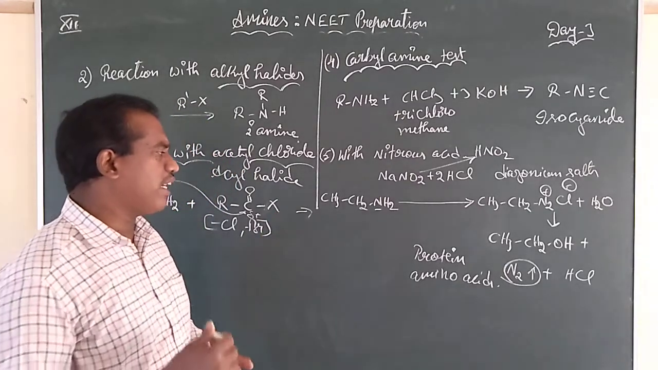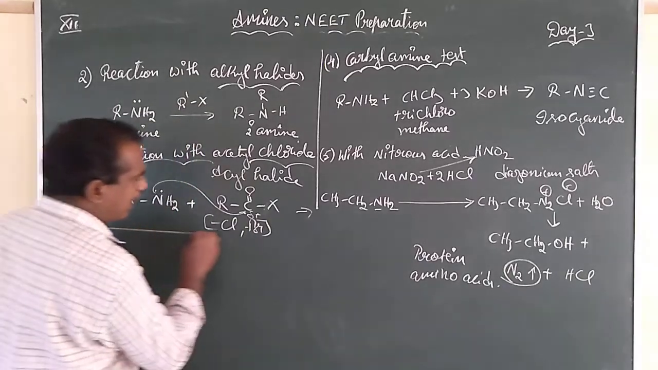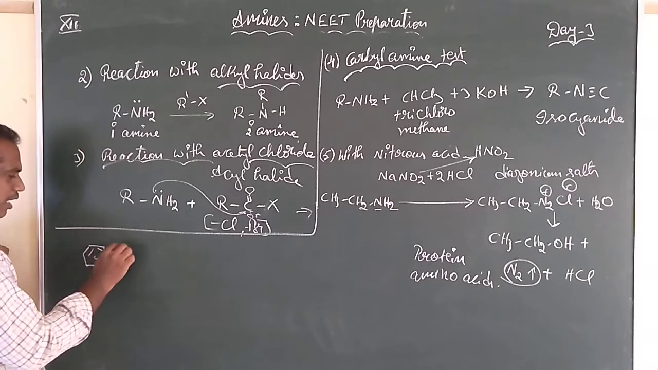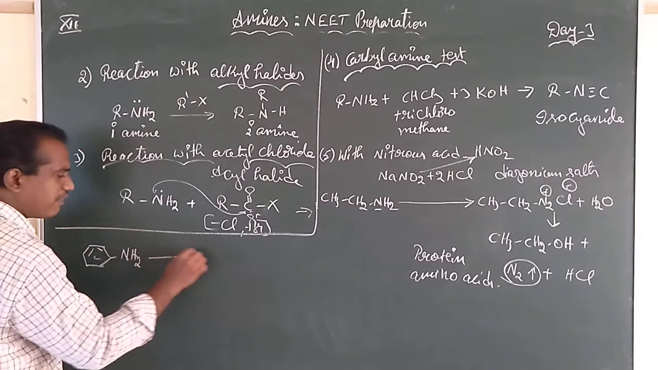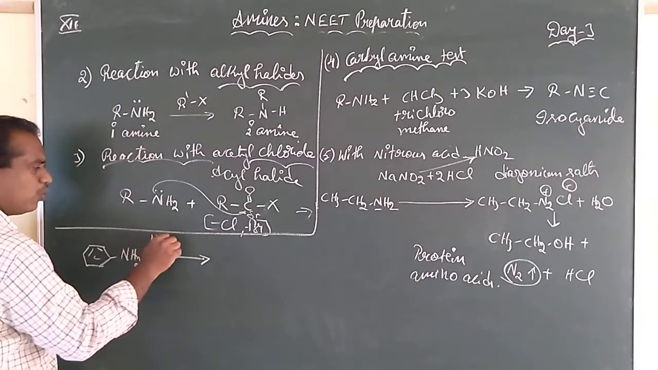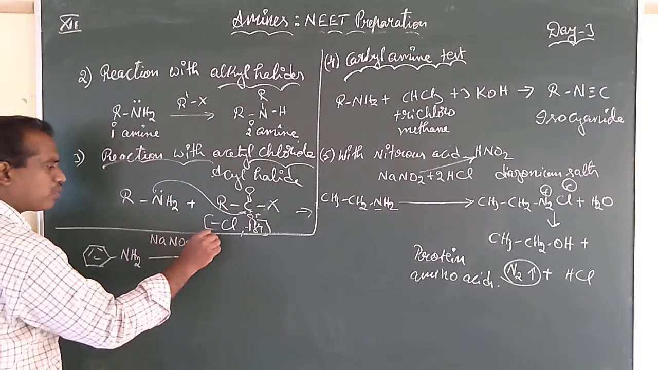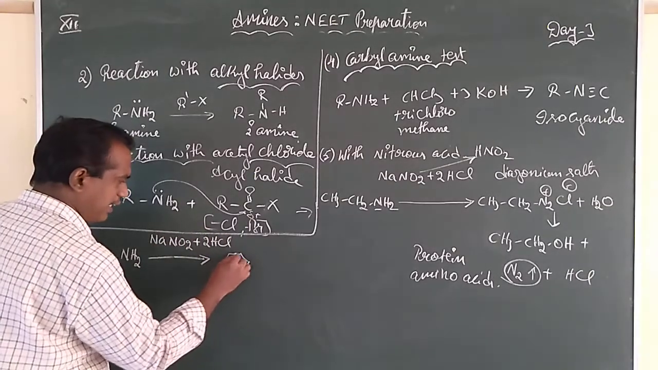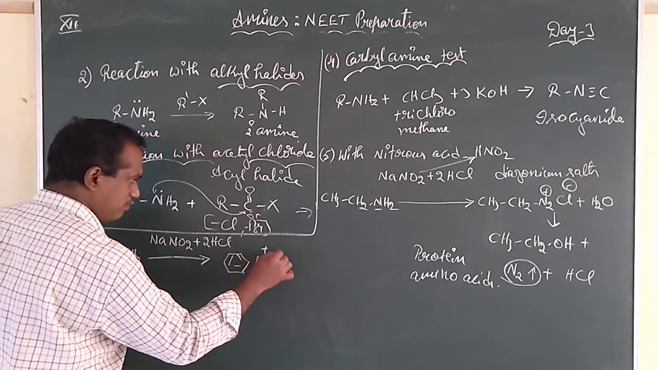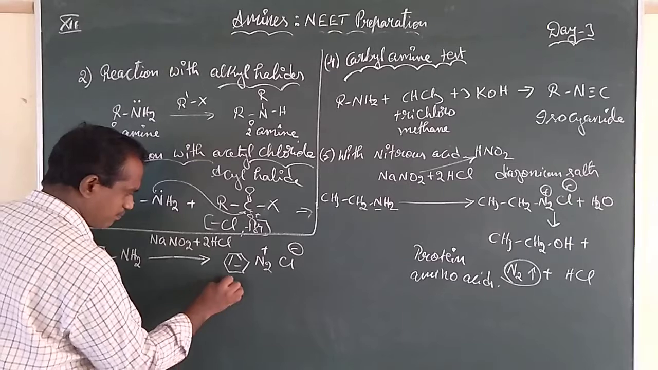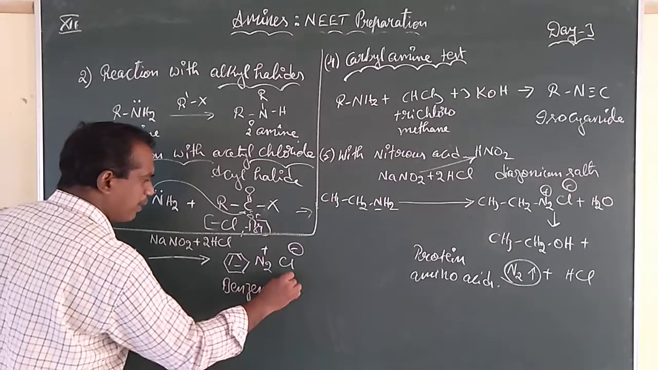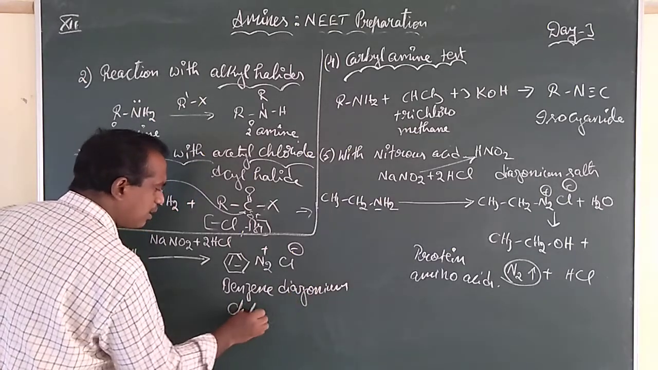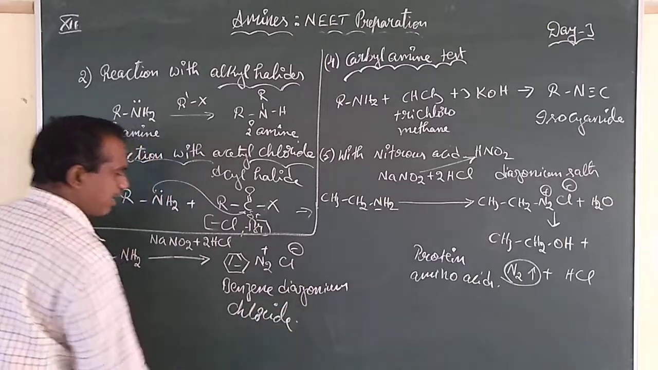The same you need to follow regarding aromatic amines. What is aromatic, children? Benzene, like aniline, when reacted with nitrous acid, NaNO2 in the presence of hydrochloric acid, is also going to form an intermediate, N2+ Cl−. We call this one benzene diazonium chloride.